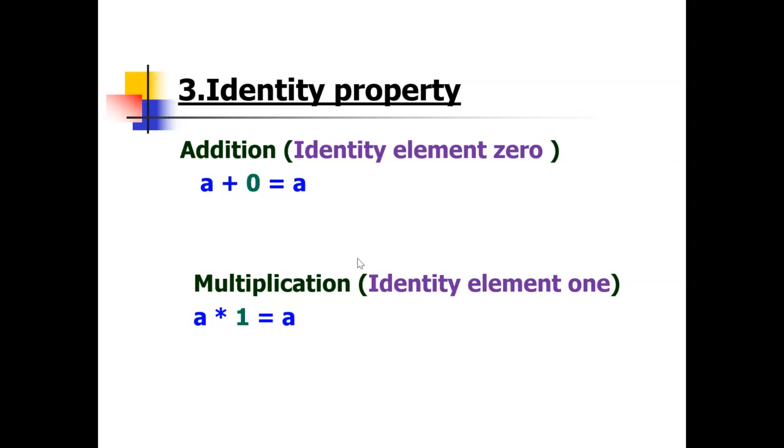Let me show you with an example. Negative 4 plus 0 will give me negative 4. So I kept my identity, negative 4, on both sides. 8 times 1 is 8. I kept my identity of 8 when multiplying on both sides by multiplying by 1. So 0 is your additive identity element and 1 is your multiplicative identity element.